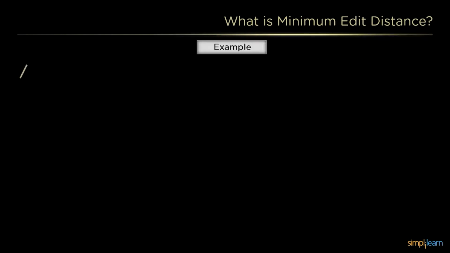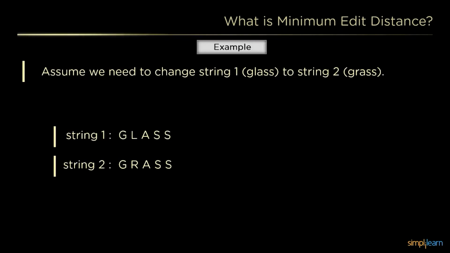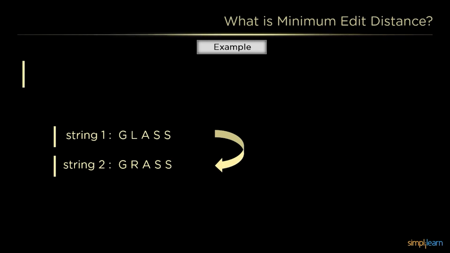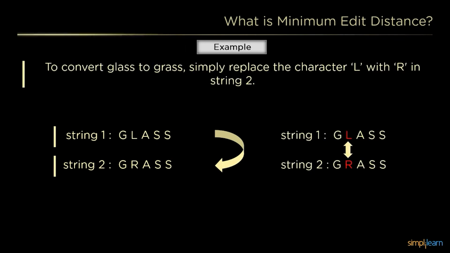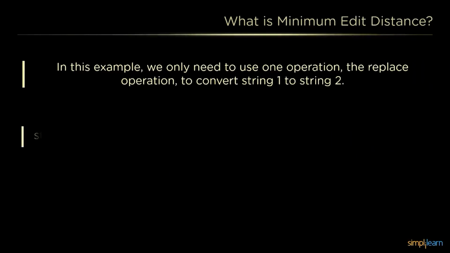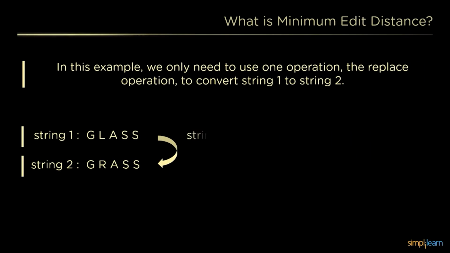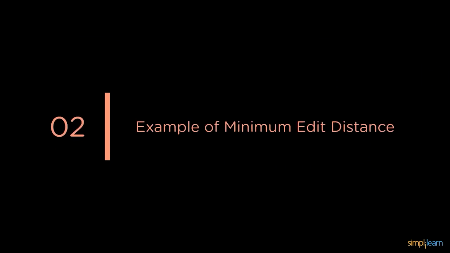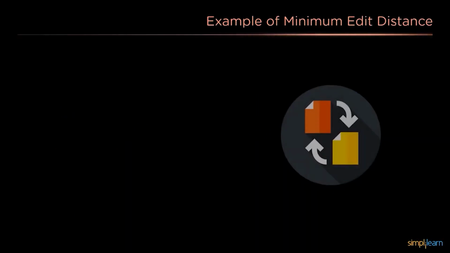Now, let us look into a small example to understand minimum edit distance in a much better way. Assume that we need to convert string 1, that is glass, into string 2, that is grass. To convert glass into grass, apply the replace operation to the character R in string 2. In this example, we only need to use one operation, the replace operation, to convert string 1 into string 2. Next, we will look into another important example to see how minimum edit distance works in practice.